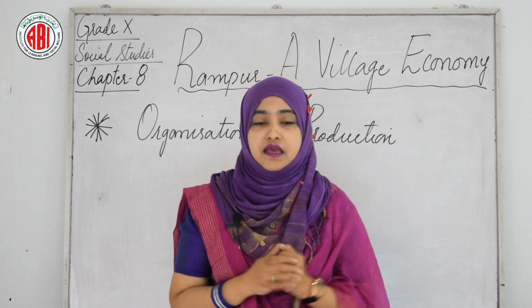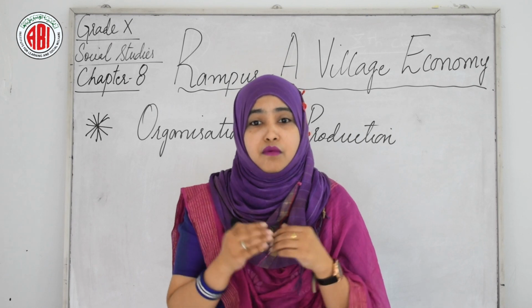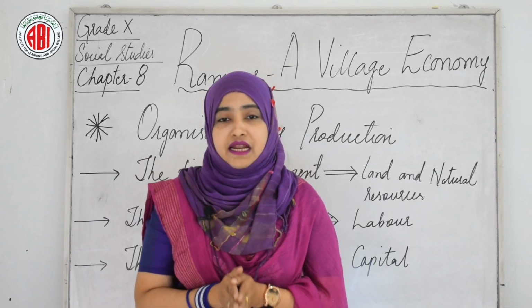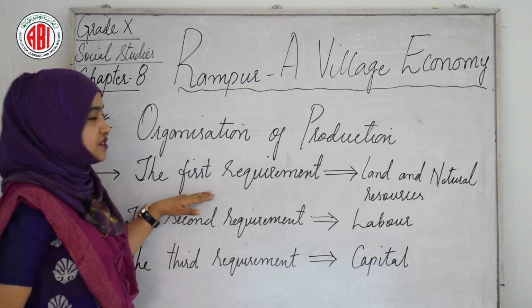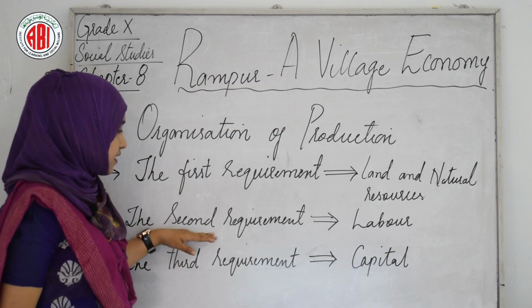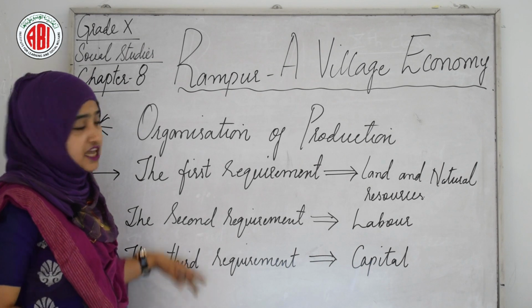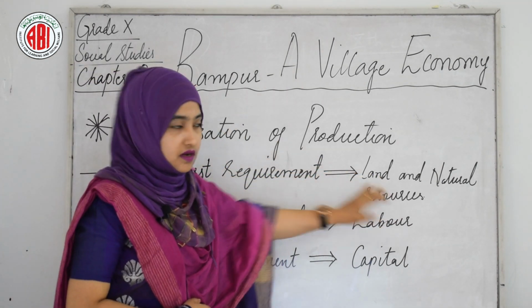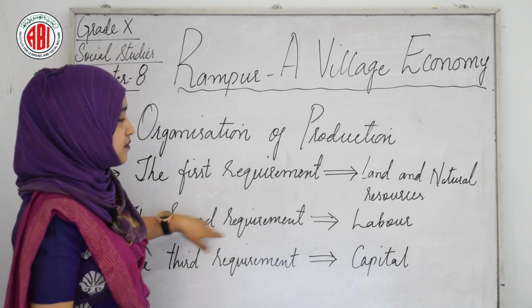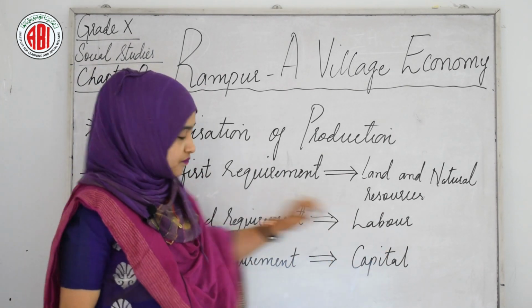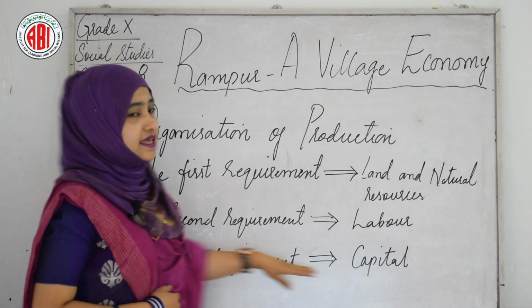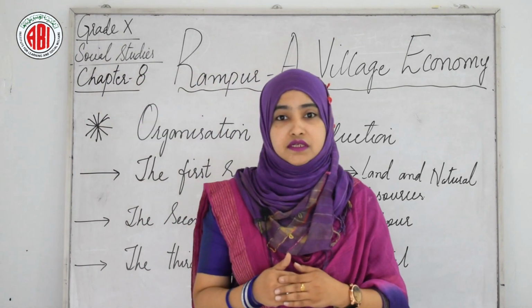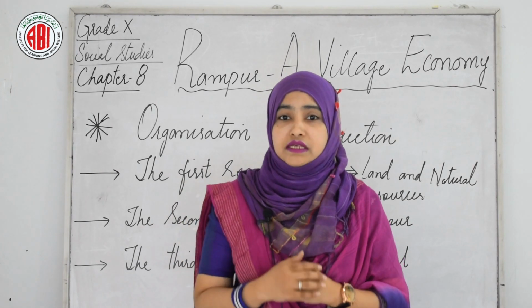Of course, the producer requires a number of items to produce goods or services. These can be classified as the first requirement, the second requirement and the third requirement. In the first requirement, land and natural resources are there, in the second requirement, labor is necessary, and in the third requirement, capital is very necessary and essential. So now we will discuss all these requirements in detail.